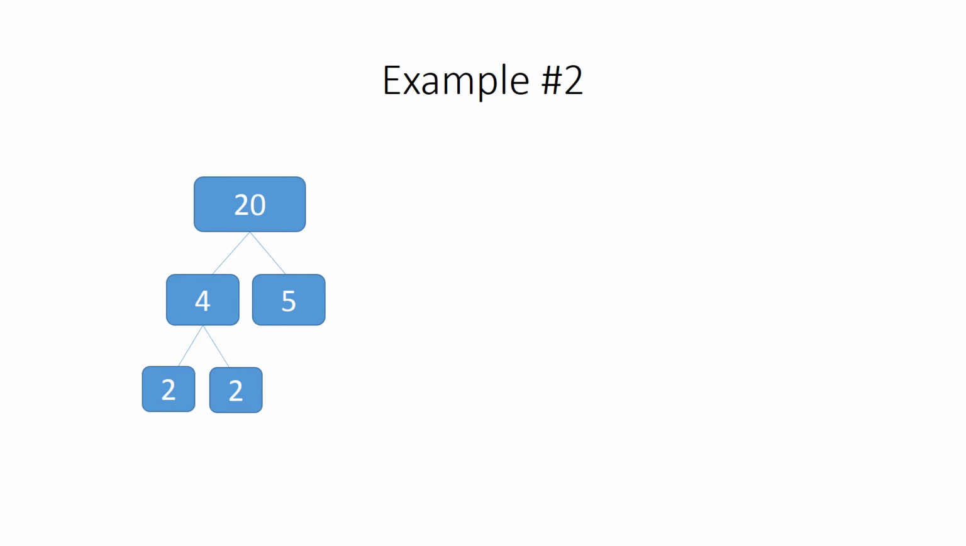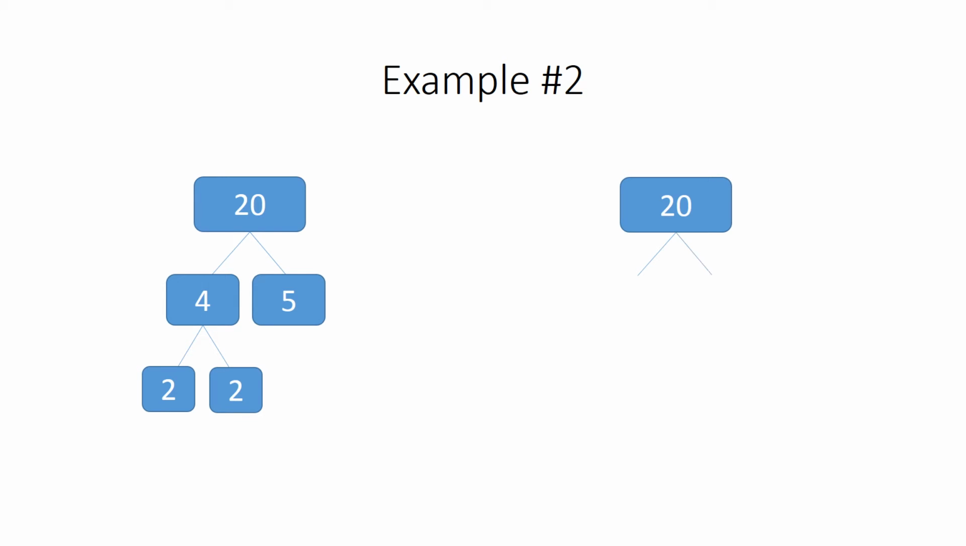Example number 2, 20. Again, same procedure. You have to think of two factors of 20 that when you multiply will give you 20. So let's say 4 and 5, because 4 times 5 gives you 20. Now, 5 is a prime number, so we stop there. 4, you can break it down into 2 times 2. And again, you cannot do 1 times 4 because we cannot use the number 1. So the only choice there will be 2 times 2.